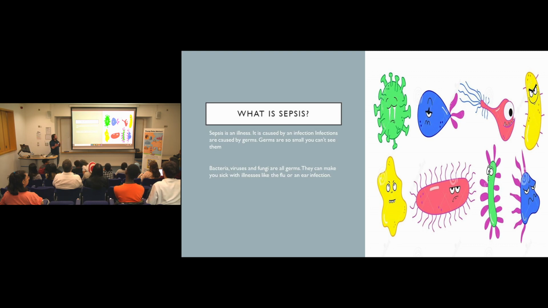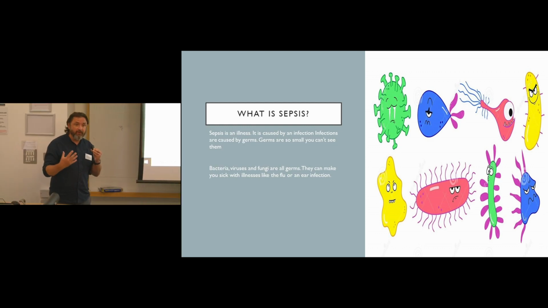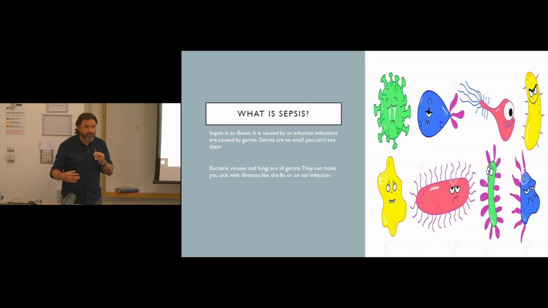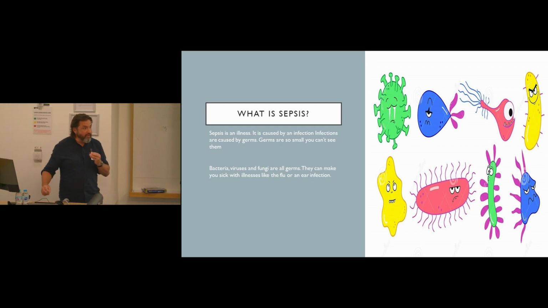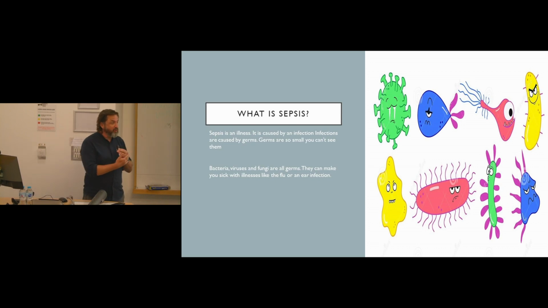So we talked about what is sepsis. It's an infection that's caused by germs. They're so small you can't see them. You can only see them in a microscope. You've got bacteria, viruses, and fungi, all germs, and they can make you sick. But sometimes you can get them from having a flu or from an ear infection, and sometimes from a cut on the hands. So that's really important. If you do get a cut, for all these children out there, make sure you wash your hands afterwards and make sure you clean the wounds.